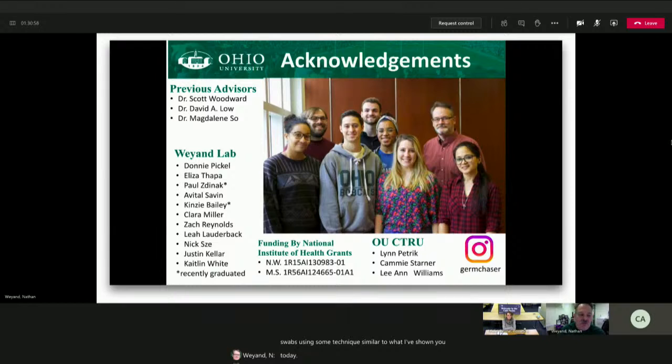So we do have a lot more time for questions. I do have some more colony pictures I can show you if we have time and we run out of questions. This is one picture of some of the people that have worked in my lab.